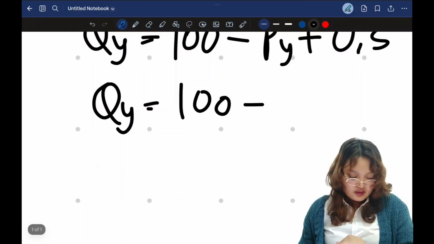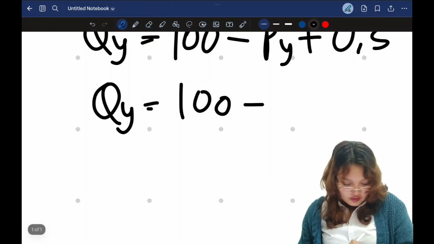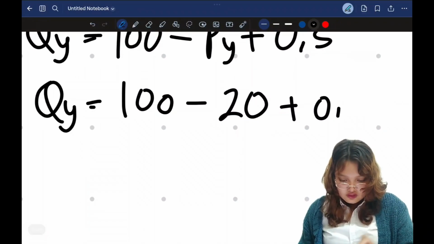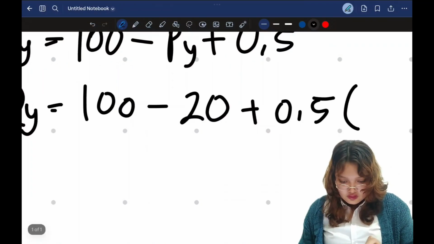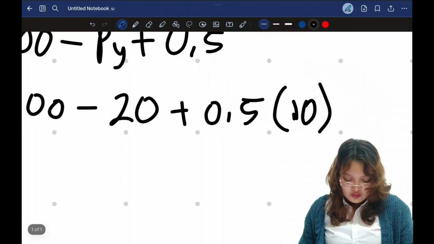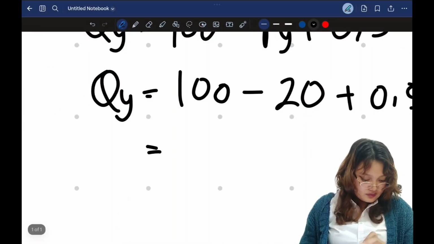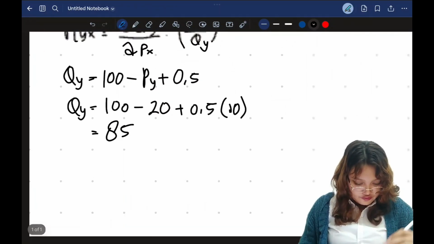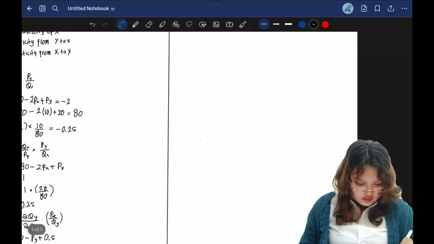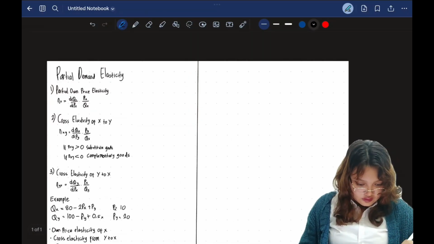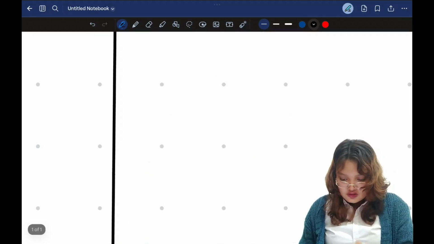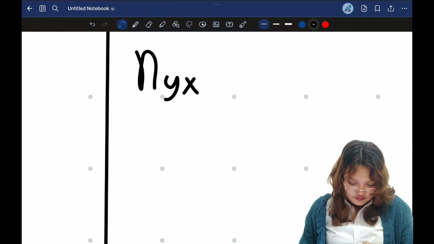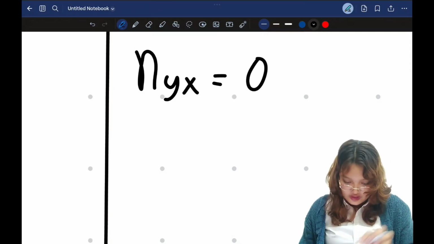We will calculate Q sub Y, which equals 100 minus 20 plus 0.5 times 10. So the result is 80 plus 5.